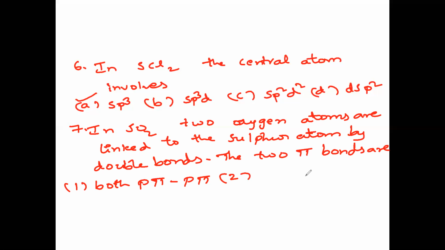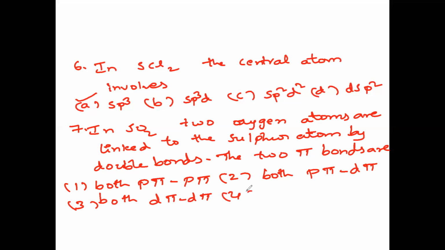Second option, both p pi d pi. And third option, that is p orbital of oxygen combined with d orbital of sulfur. Third option, both d pi.